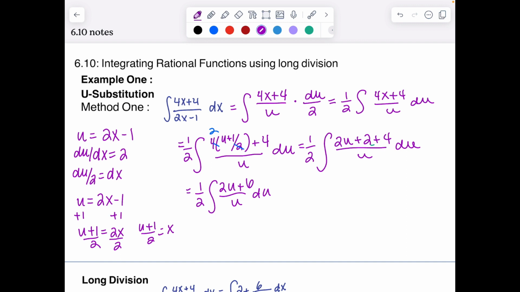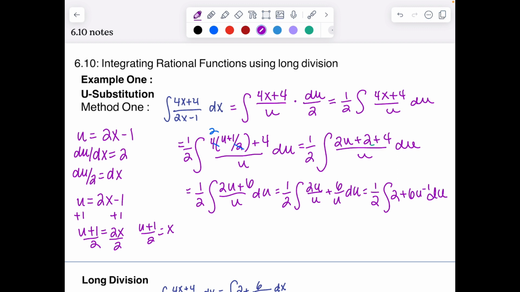So now we only have things with respect to u, but we still have a quotient. And like we said, there's no quotient rule for antiderivatives. One way to avoid the quotient rule is to actually do the quotient. I can split my numerator. I can never split a denominator. It doesn't work that way. But I can split the numerator. This would be 2u over u plus 6 over u, du. And then I'm just going to simplify, so that'll become 2 plus 6u to the negative 1 power du.